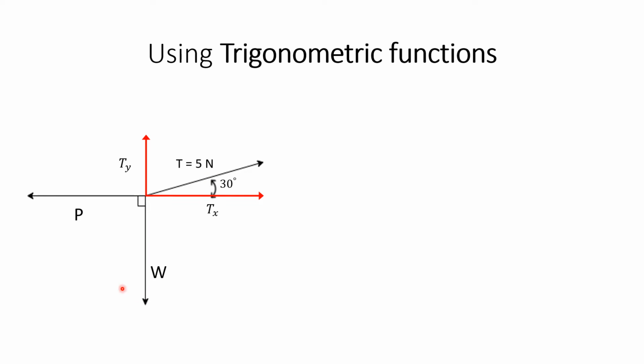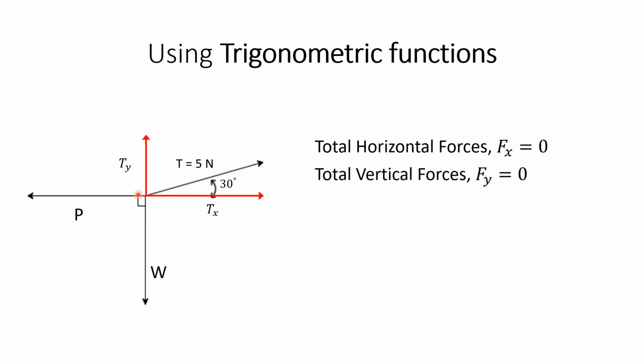To solve this problem using trigonometric functions, we know the total horizontal force Fx will be equal to 0, and the total vertical force Fy will be equal to 0 as well, and thus the forces must be balanced. Firstly, P will be equal to the x component of T, which is T cos 30 degrees. This is because cosine is equal to adjacent over hypotenuse. If you calculate it, the answer will be 4.3 Newtons.